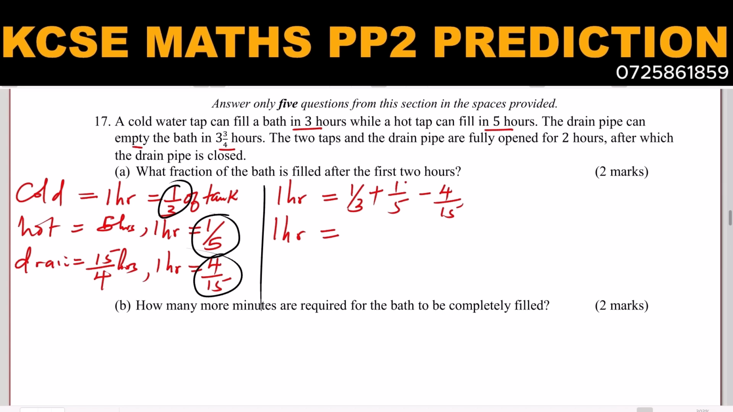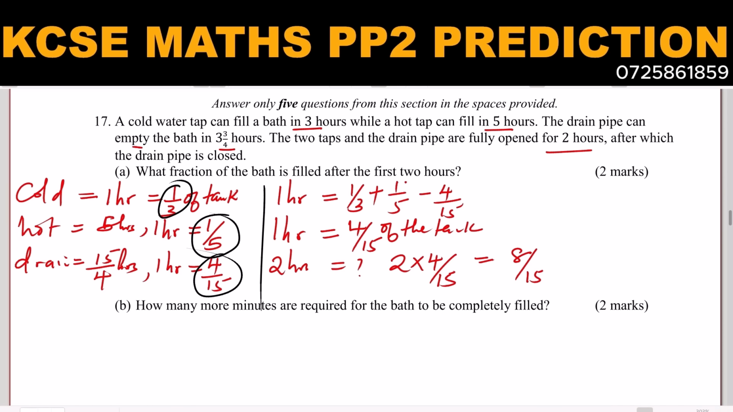So you add a third plus 1/5 minus 4/15. That will give 4 divided by 15. That is in 1 hour. So they were left to run for 2 hours. So if in 1 hour they can fill this fraction of the tank, what about in 2 hours? So you just need to multiply 2 multiplied by 4 divided by 15, and this will give 8 divided by 15 of the tank. So that is the fraction of the tank filled in the first 2 hours. That is the first part.